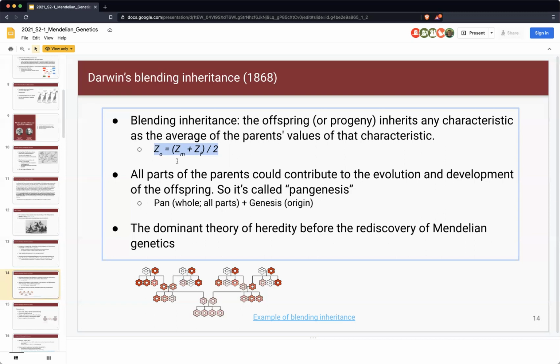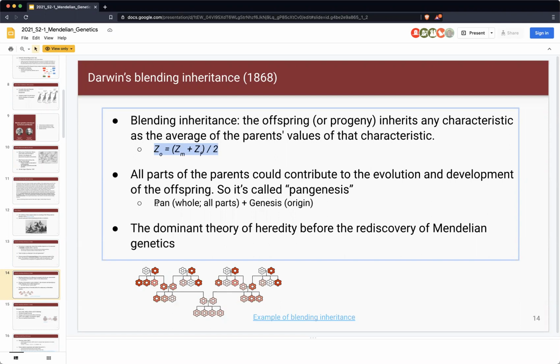Darwin's idea is based on acquired and blending patterns of inheritance. He called it pangenesis. Pangenesis is a word combination of pan and genesis. Genesis is origin or inheritance, and pan means that the trait inheritance is collected from all parts of the body.